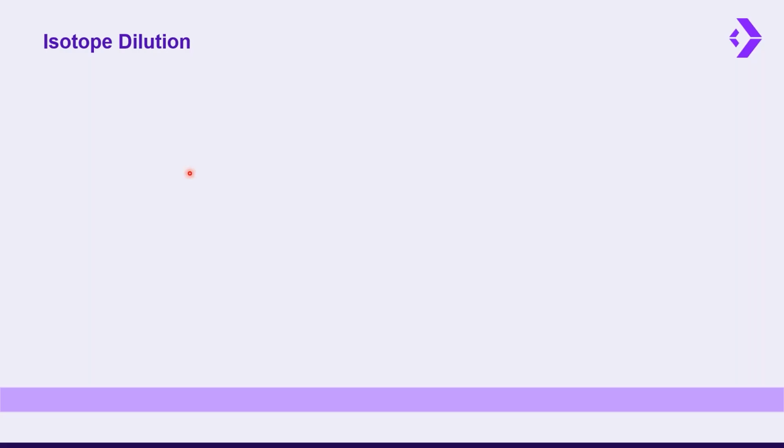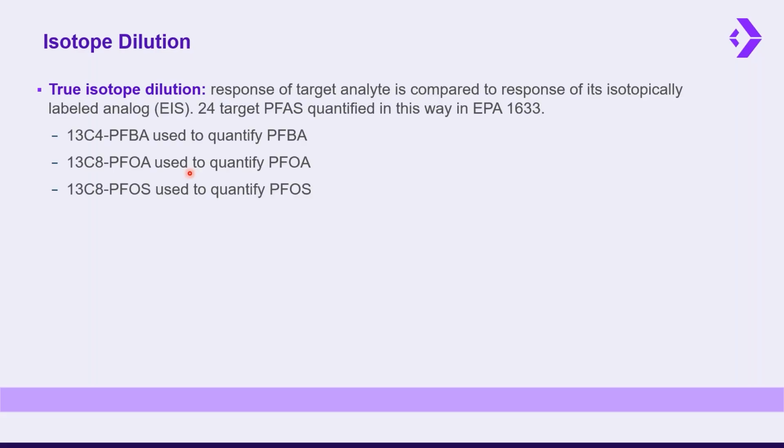So as a reminder of what isotope dilution is, true isotope dilution is when we use a carbon-labeled isotope of a specific PFAS to quantify that specific PFAS. So you can see a few examples here. We use the carbon-labeled PFBA to quantify PFBA. We use carbon-labeled PFOA to quantify PFOA. And these carbon-labeled isotopes are supposed to mimic the behavior of the associated PFAS and therefore correct for any potential matrix interferences. So this carbon-labeled PFOA mimics the behavior of PFOA. Carbon-labeled PFOS mimics the behavior of PFOS.